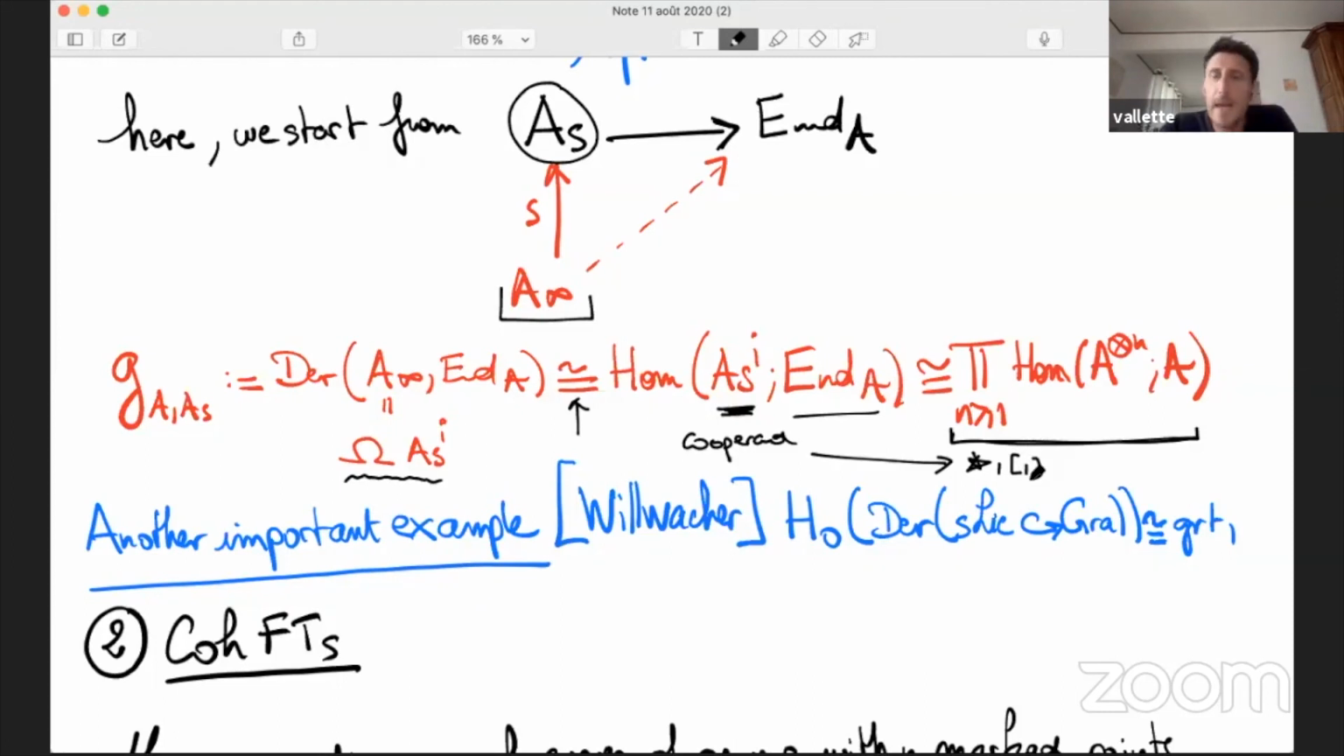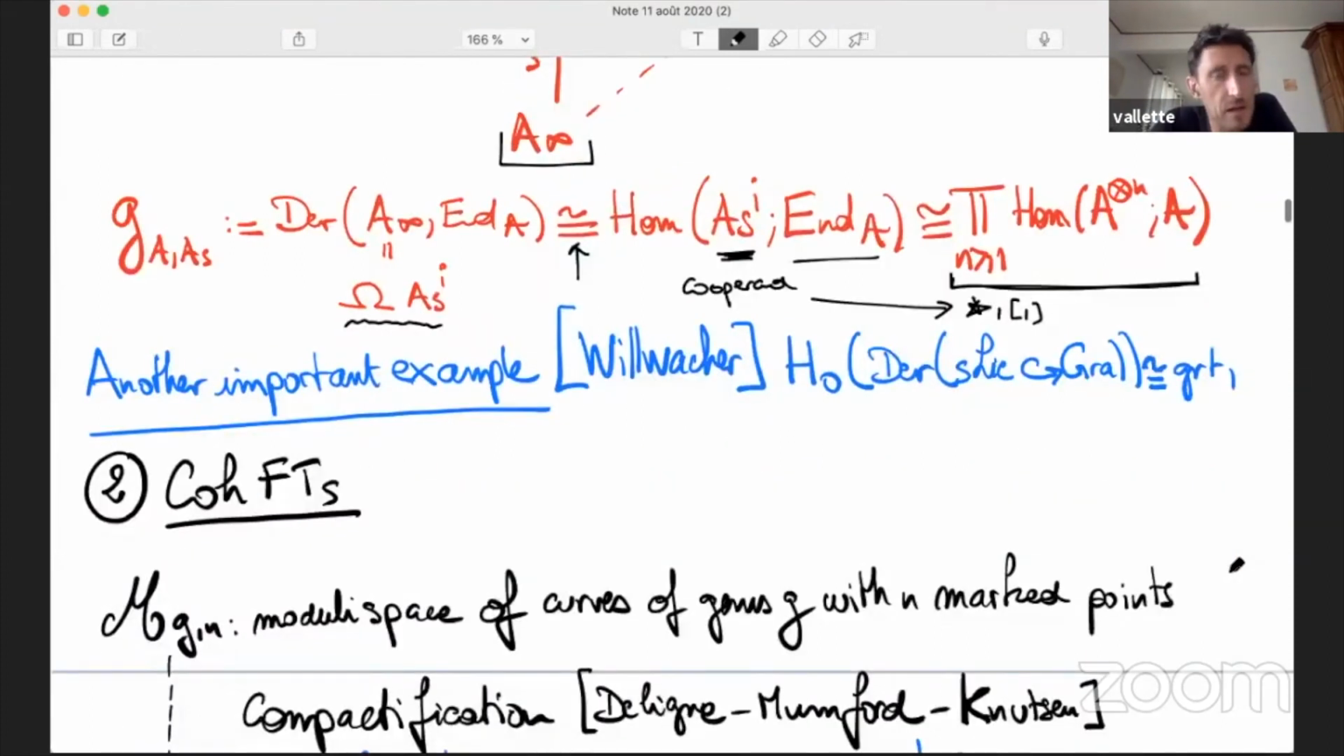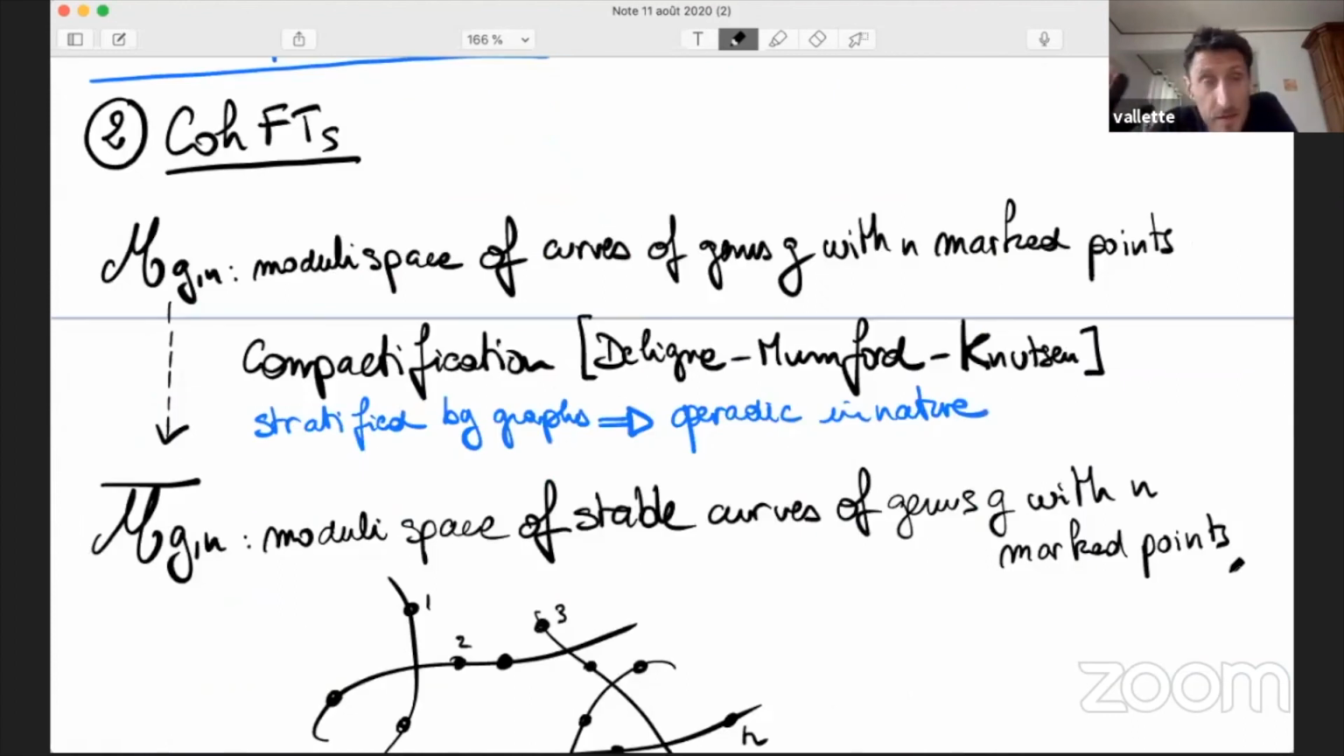So this is the general framework of deformation theory of morphisms of operads. An important example after our paper with Sergei was the case of the deformation complex of the embedding of a shifted version of the Lie operad into the famous Gra operad of Kontsevich. That's what Willwacher computed, and he proved that H0 is GRT1. I will review this, so just have this in mind.